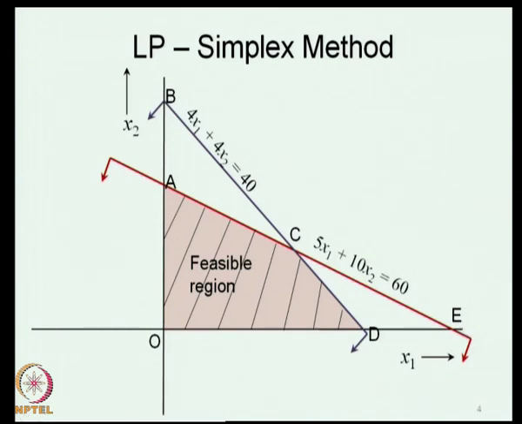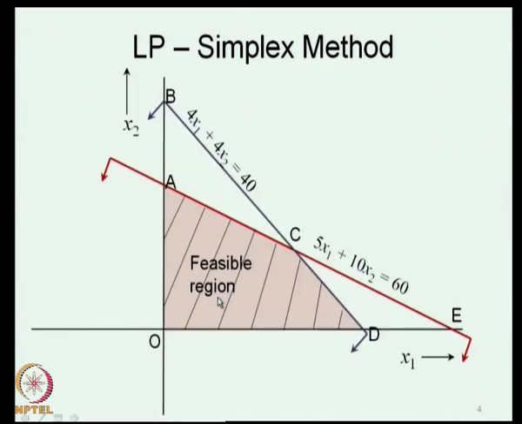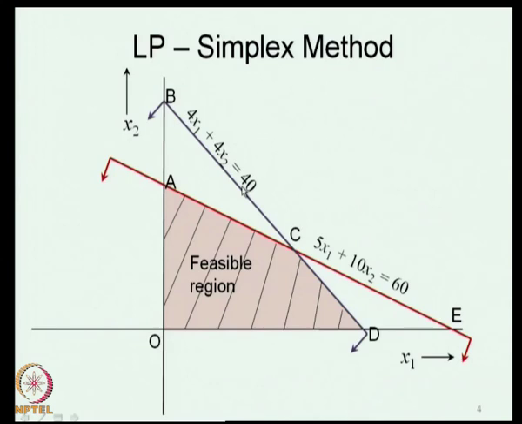What is our objective? The objective is to obtain the maximum value of z while satisfying these two conditions, which means that we would like to be in this region or on the boundary of this region and yet maximize the value z equal to 6 x 1 plus 8 x 2. Now, that is our objective. Let us look at all these points now.